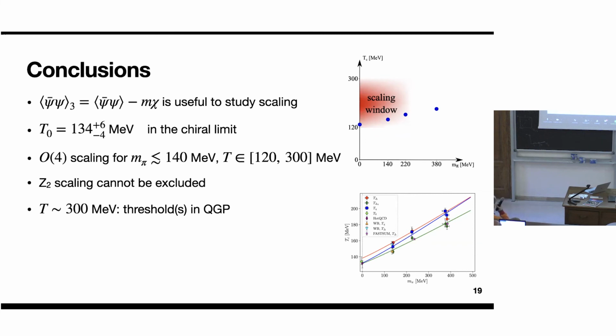The results are consistent with O4 scaling up to physical pion mass and in the temperatures from 120 to 300 MeV. But to be honest, we cannot exclude Z2 scaling up to critical pion masses of about 100 MeV. And there is also an interesting threshold that we observed at about 300 MeV, which would be interesting to understand better. Thank you for your attention.